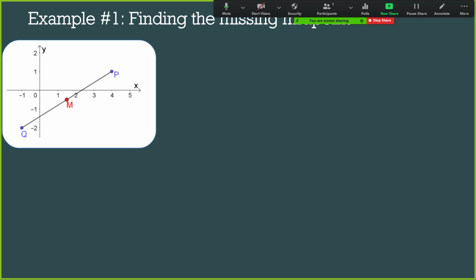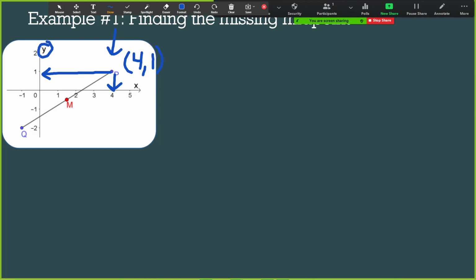Alright, the first example is finding the missing midpoint. So I have a graph right here. First, I need to identify the endpoints. So my endpoint here is 4, 1. The x value is 4. The y value is 1. So that is my first endpoint. Alright, my other endpoint, q, is -1, -2. -1 is my x value, -2 is my y value.